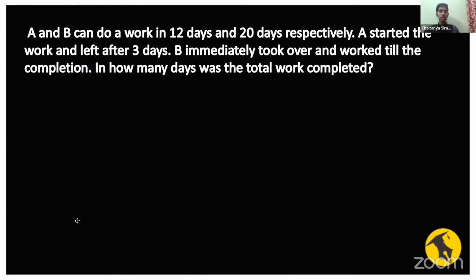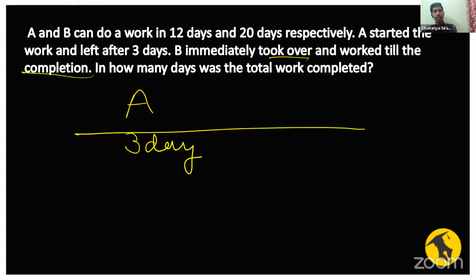A and B can do a work in 12 days and 20 days respectively. A started work and left after 3 days. And B immediately took over and worked till completion. So now here we have something I can call phase work. Like first A is working for some period, here it's 3 days, and then for the rest of the time, I have B working. So here we will have to check how much work is done.